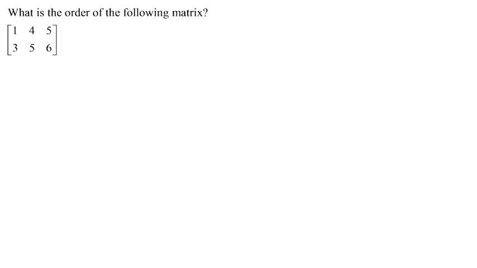So if we wanted to determine the order of the following matrix, we simply want to determine how many rows there are, how many columns there are. If we look, there's 2 rows. So we have a 2 by, and then we have 1, 2, 3 columns. So this would be a 2 by 3 matrix. That is referring to the order of that matrix.